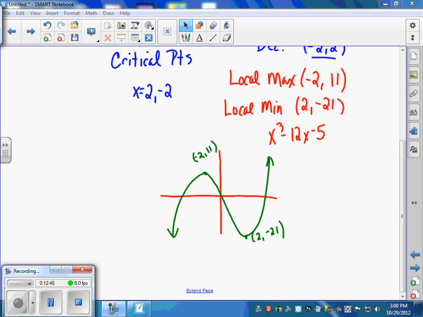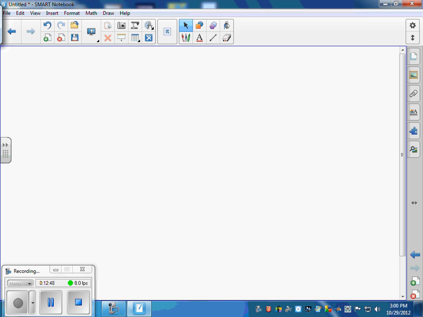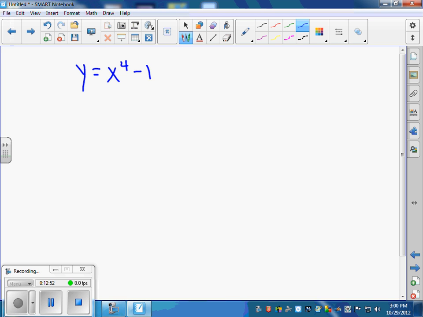All right, let's wrap up with one last example. And this time we'll look at one that's a quartic. Y equals x to the 4th minus 18x squared plus 3. So we'll start with our derivative, y prime. 4x cubed minus 36x. Set that equal to 0.